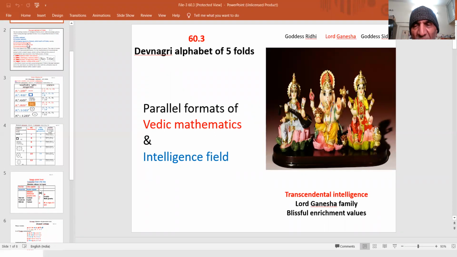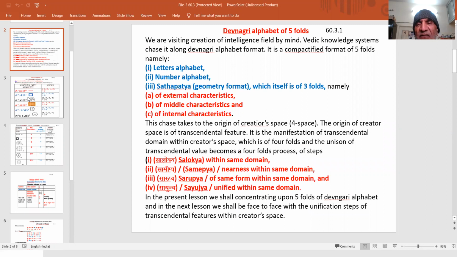The Vedic knowledge systems approach the intelligence field and other values of the existence phenomenon, within the human frame as well as within the solar universe, in terms of Devnagri alphabet format. Devnagri alphabet format is of 5 folds.